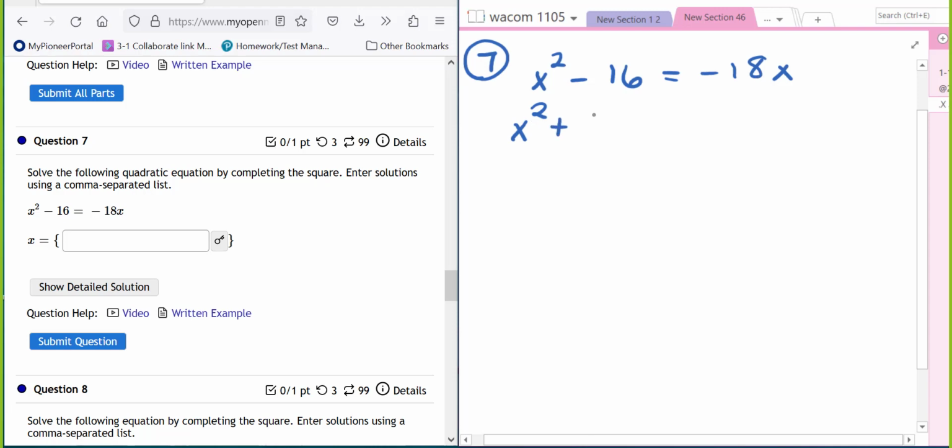So we'll add 18x to move this one. And I'm going to just leave a little space there, and I'm going to add 16 to get the other one to move. Now I'm ready to perform my complete the square steps. So half times 18 is 9, and 9 squared is 81. So that's what I'm going to add to both sides.